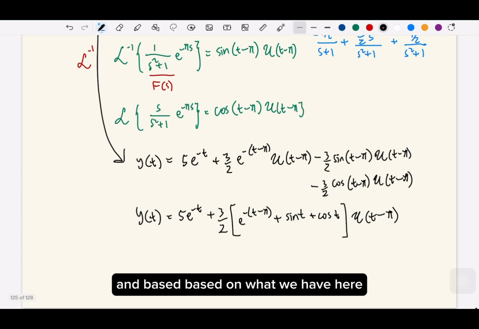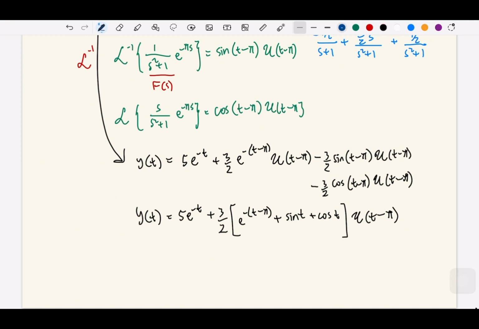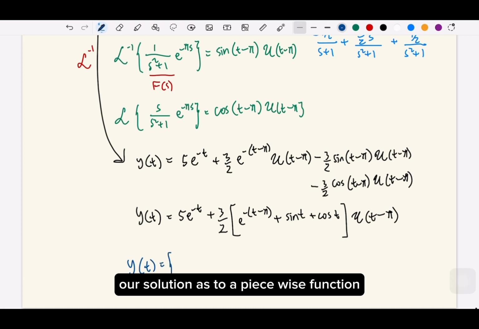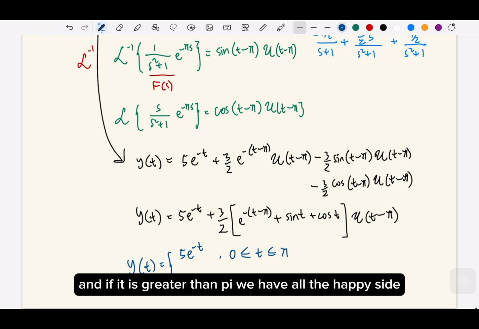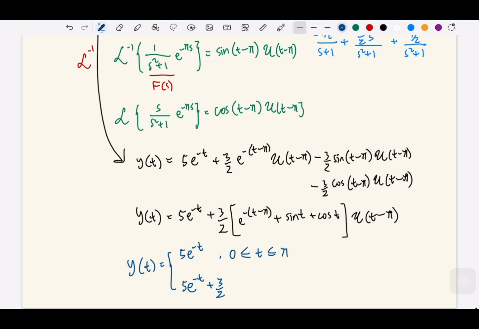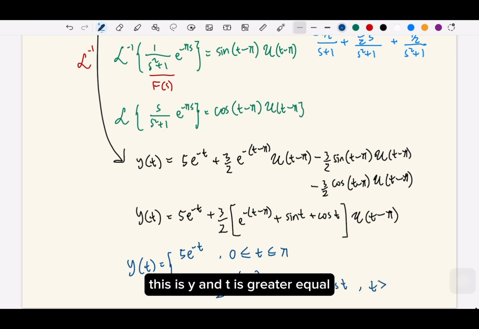And based on what we have here, since we define the function of t as a Heaviside, so we might write our solution as two piecewise function. The first one is only this if we have only for 0 to pi, okay, and if it is greater than pi, we have all the Heaviside. This is when t is greater or equal pi.